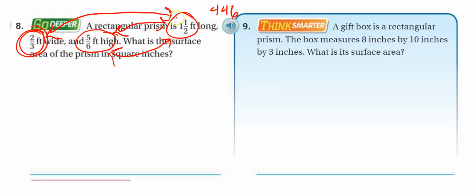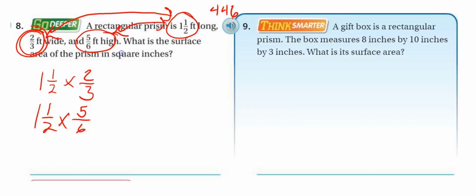So 1 1/2 times 2/3, I need to do that. I need to do 1 1/2 times 5/6, and then I need to do, oh, I'm sorry, I did the same one there, didn't I? Yeah. 5/6 times 2/3. That's the one I hadn't done yet. So 2/3 times 5/6. Okay, so let's do each one of these.